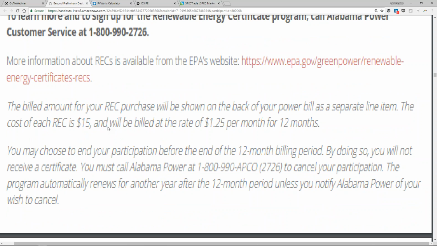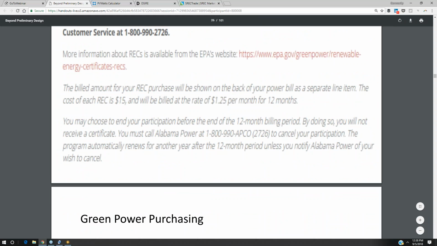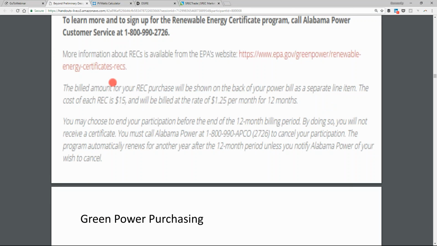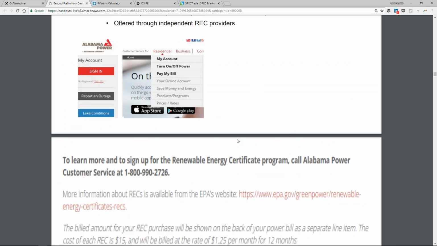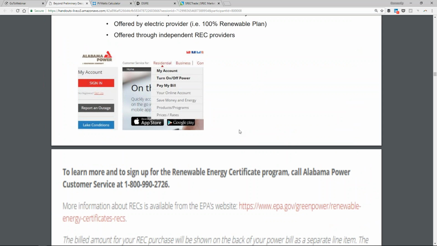You go into the brass tacks of their program, and it says you're going to be billed for a REC purchase, and each REC is $15, and it's going to be billed at $1.25 per month for 12 months. So Alabama Power's green power option is you call us and you tell us how many RECs you want to buy, and we'll prorate it throughout the entire year and sell them to you for $15 a REC. Okay. So even the anti-solar utilities are selling voluntary green power to their customers.